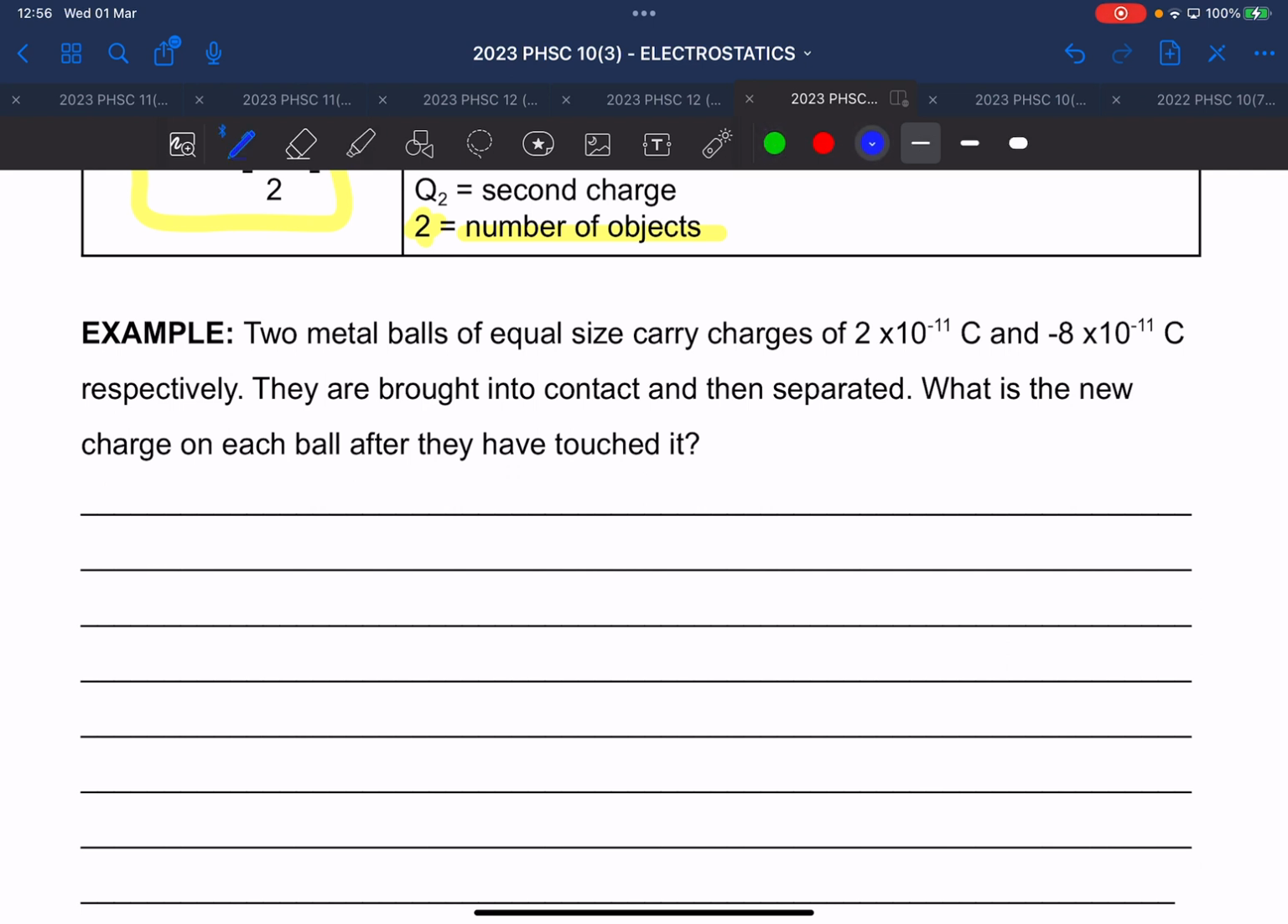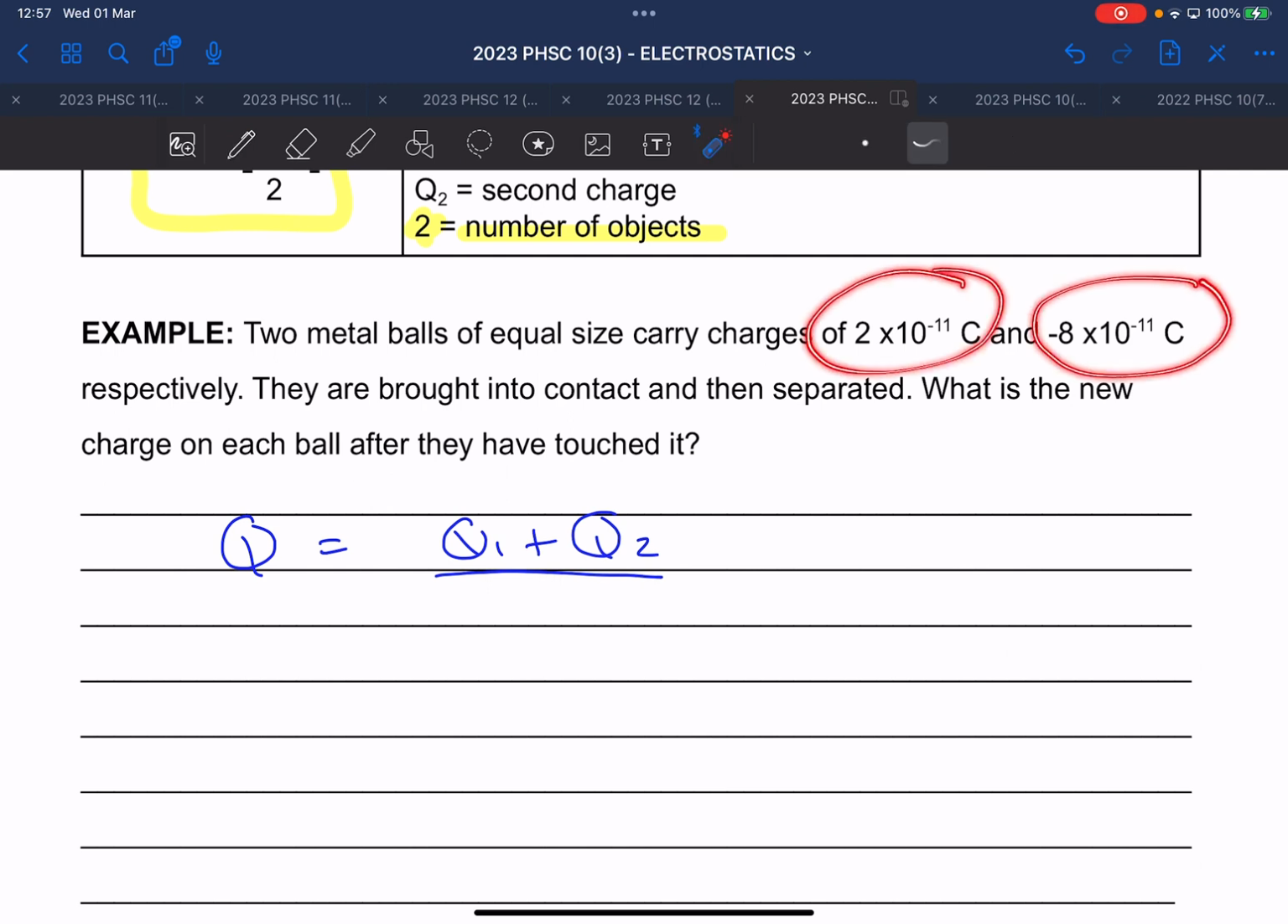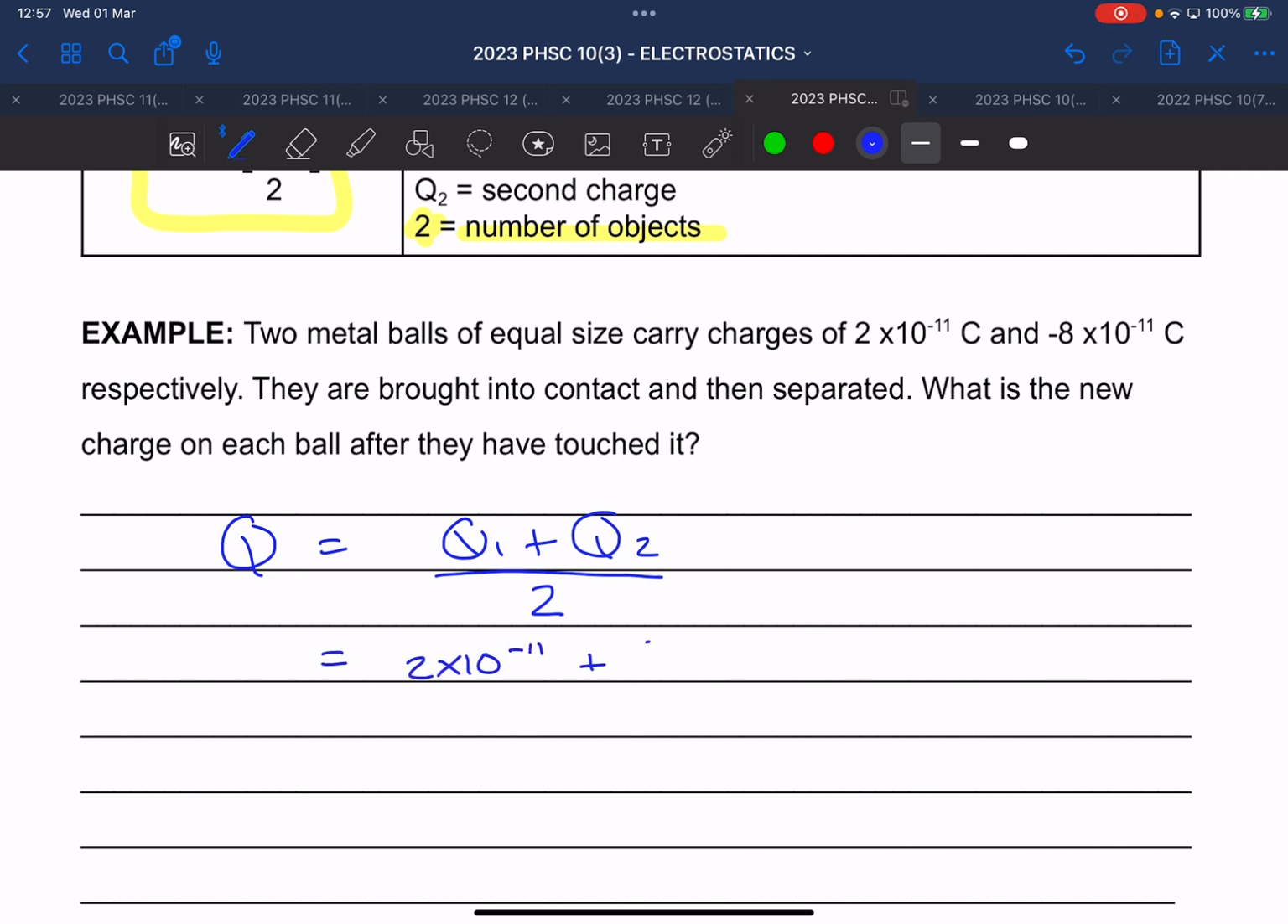So, when we calculate the charge, this is the charge of the first one, plus, remember, the thing says the sum of the charges. So, it's a plus, divided by, we have 2 charges, so we're going to divide by 2. If there was 3, we would have divided by 3. So that is 2 times 10 to the power negative 11 plus negative 8 times 10 to the power negative 11, over 2.